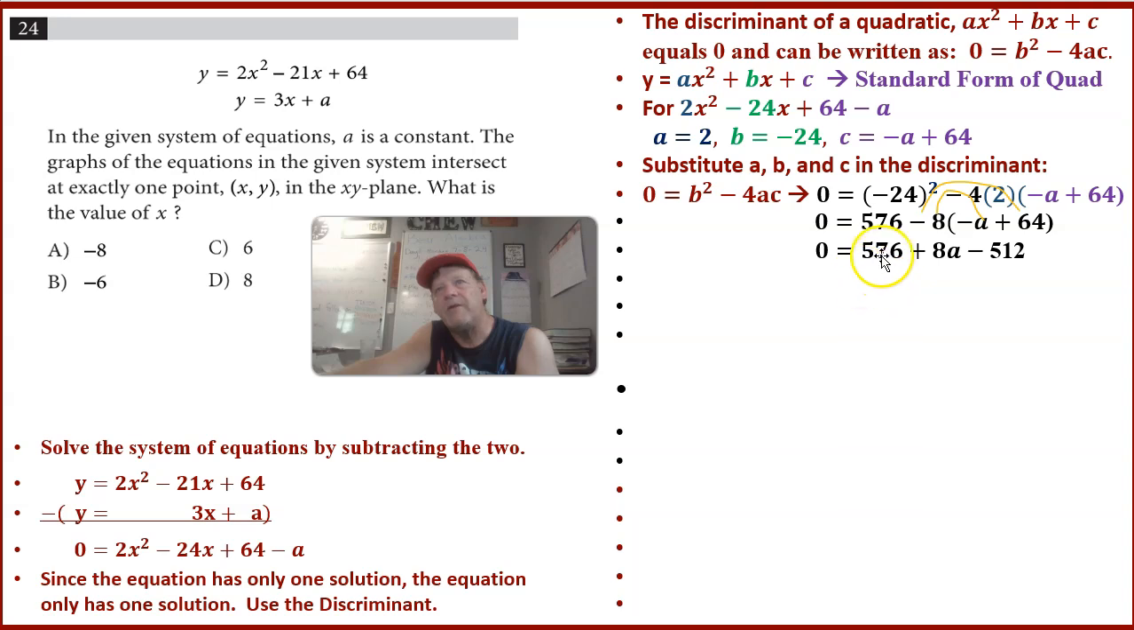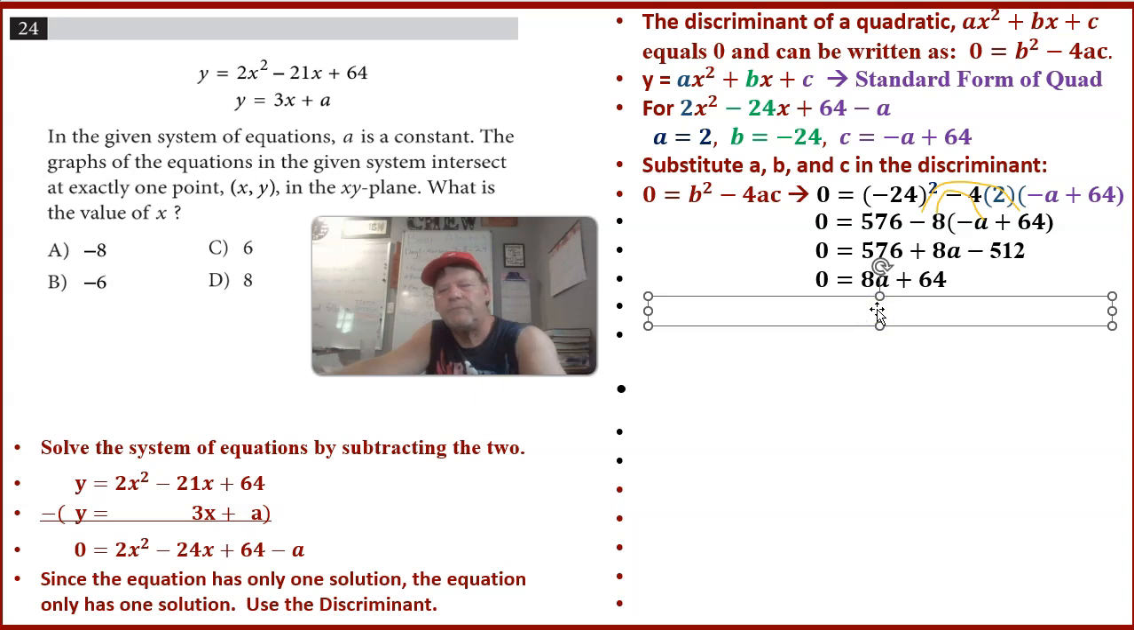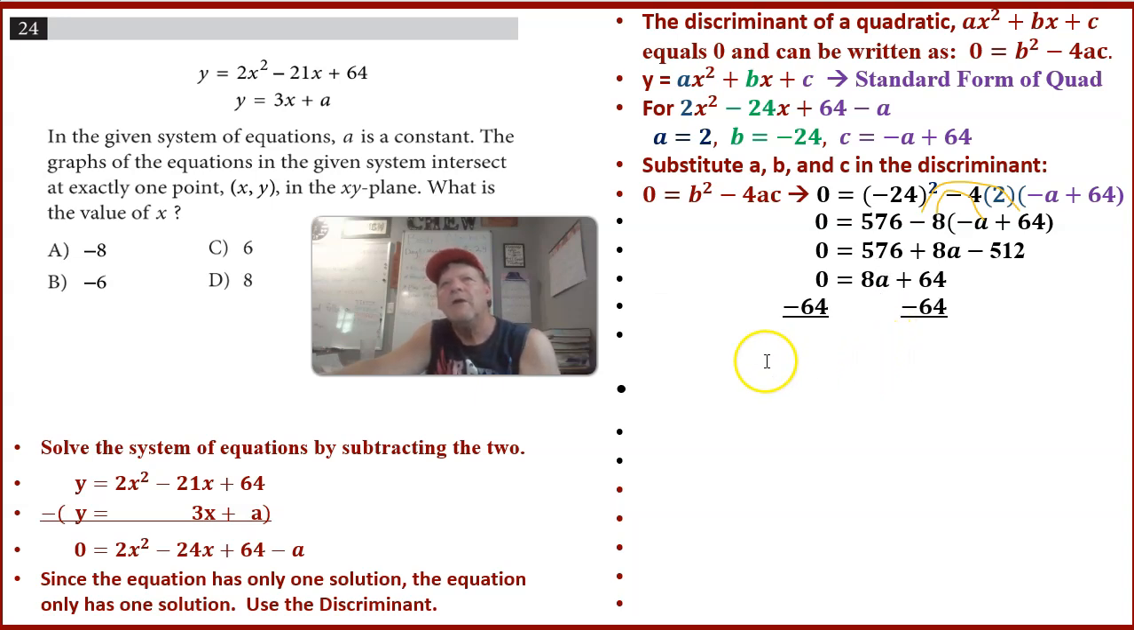And now I'm going to combine the 576 and the minus 512 because they are like terms. 576 minus 512 is 64. I subtract a 64 from both sides using the subtraction property of equality. It cancels out here, and I get negative 64 equals 8A.